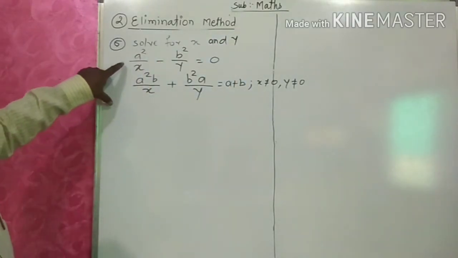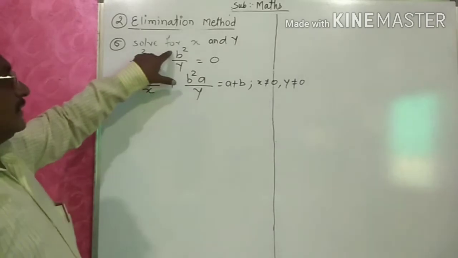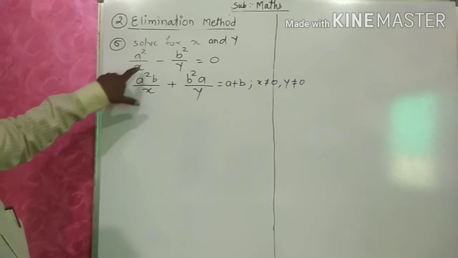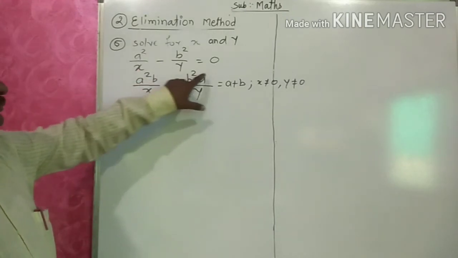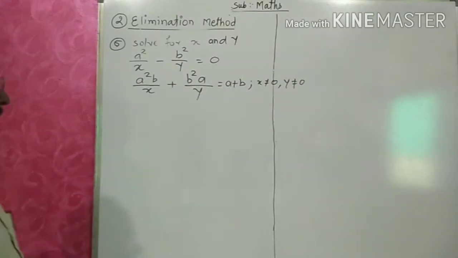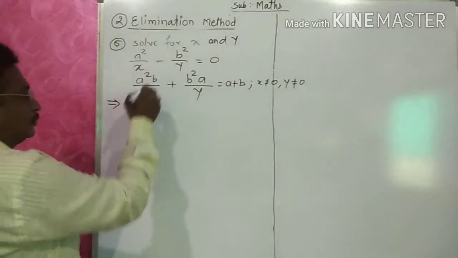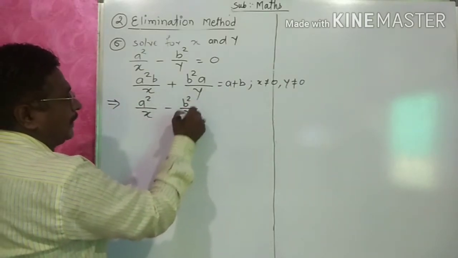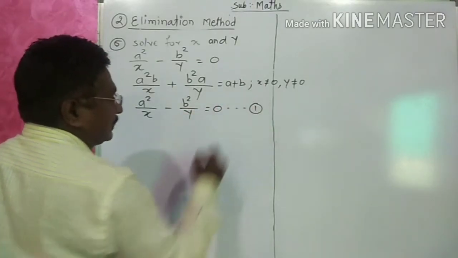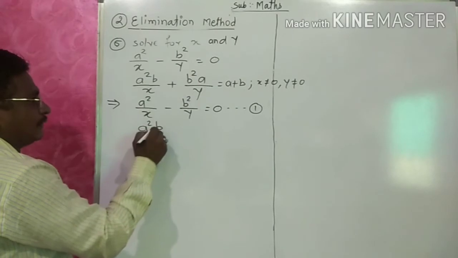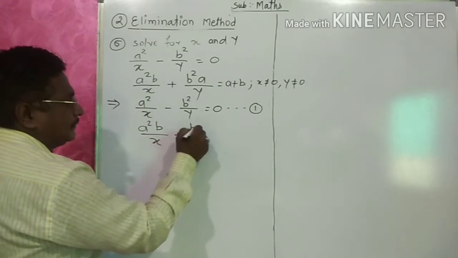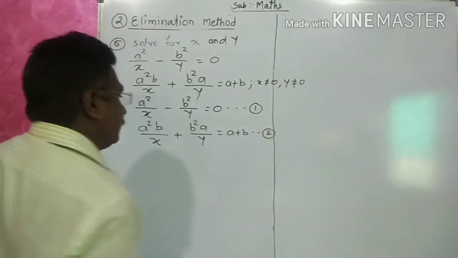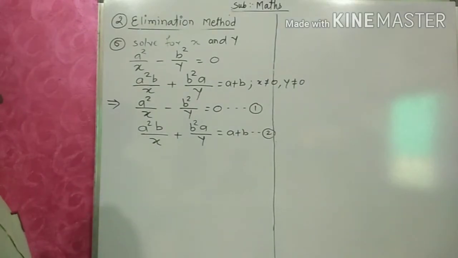The question is given: a square by x minus b square by y equals 0. The second equation is a square b by x plus b square a by y equals a plus b. While solving, we number them: a square by x minus b square by y equals 0 is equation 1, and a square b by x plus b square a by y equals a plus b is equation number 2.